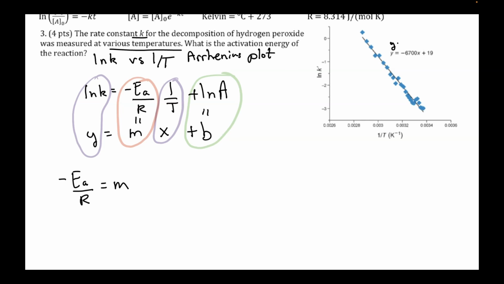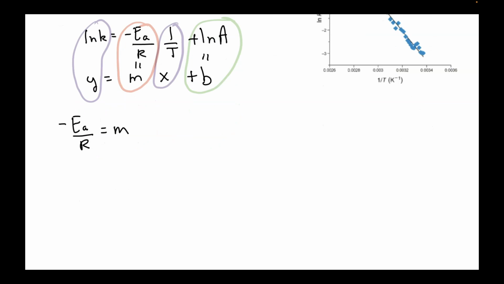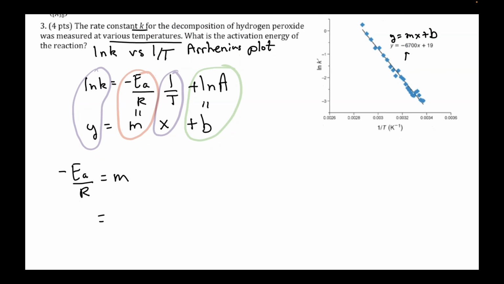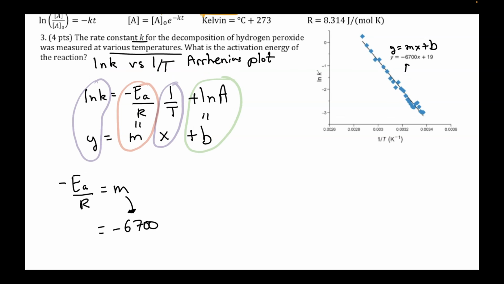Again, when we look at this, y equals mx plus b, we have here that m is equal to, from the plot here, negative 6,700. That we plug in for the slope m. What are the units on the slope? Remember that the units for slope are going to be the y unit over the x unit, because slope is that sort of rise over run, so delta y over delta x.